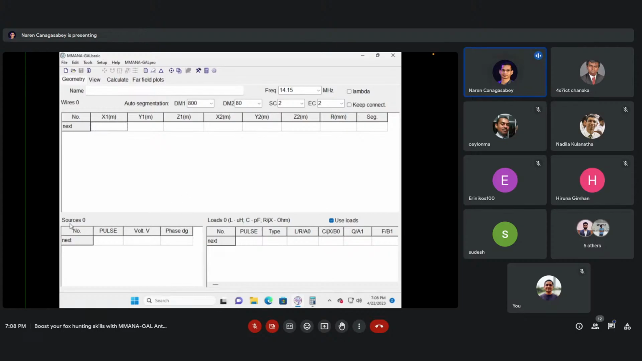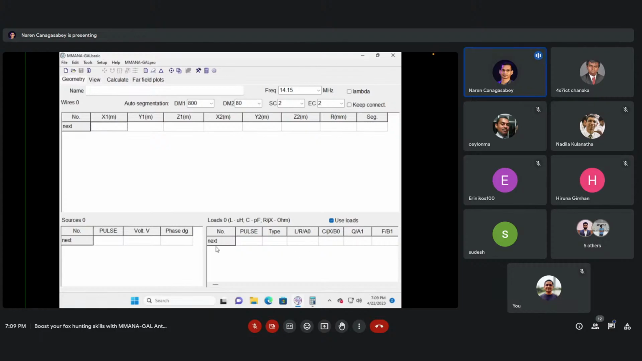And below this, we see sources, number, pulse, volt, and phase. So the pulse is where we are going to enter our source, basically the feed point. And here we see load, pulse type, and you see also inductance, capacitance, and Q, antenna Q.